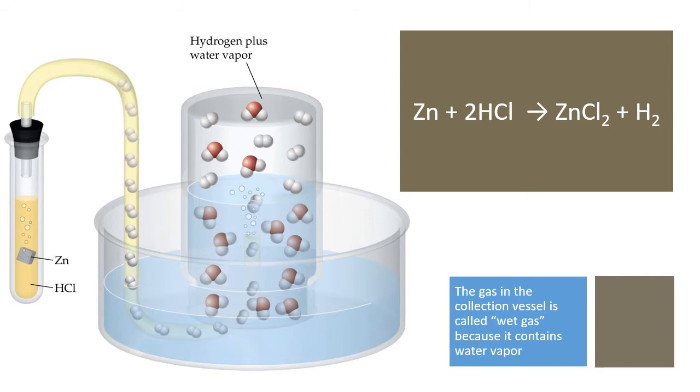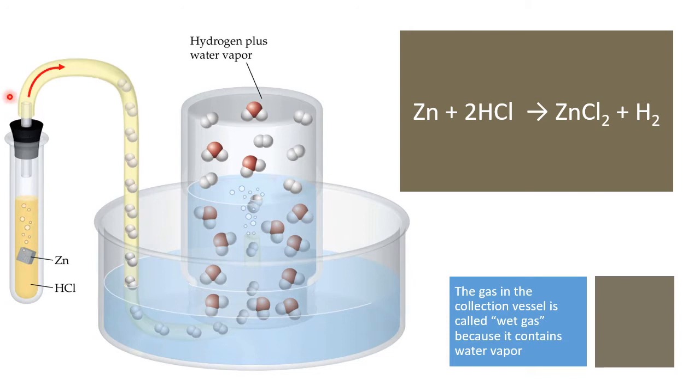Let's look at how we would use this law in an experimental setting. Our experiment, or our reaction, is going to be zinc reacting with hydrochloric acid, and it's going to make zinc chloride plus hydrogen gas. And we want to find out how much hydrogen gas is produced. So we can do this using our gas laws, and we can find the pressure of hydrogen gas using this apparatus here. So we have a test tube, and we react zinc with hydrochloric acid right in that test tube. And then the gas is going to bubble up.